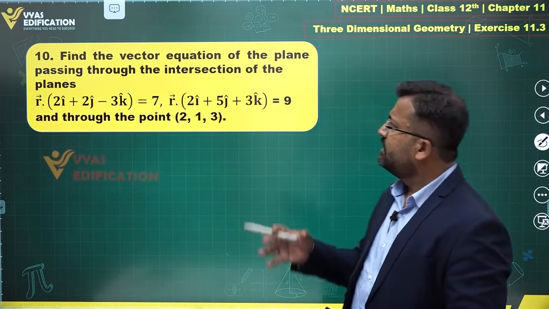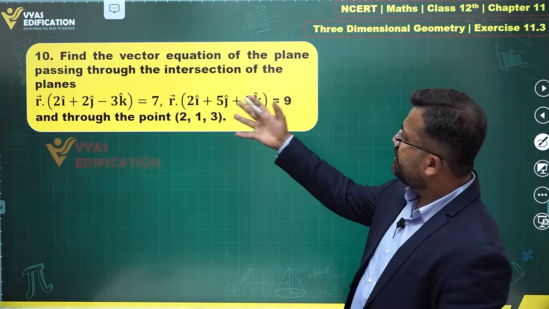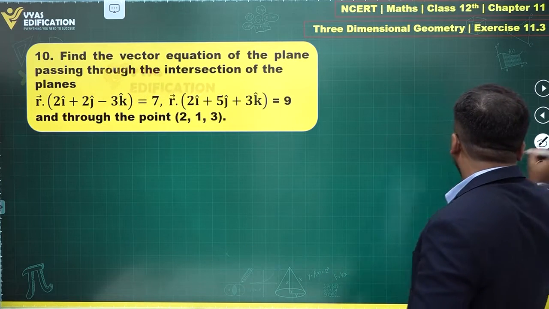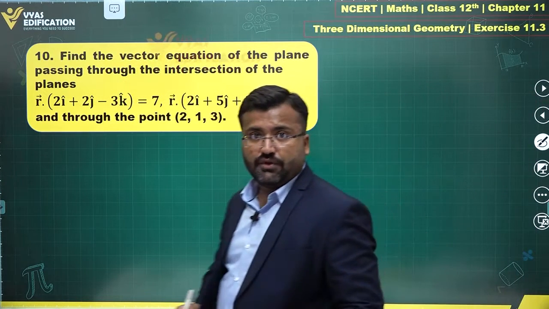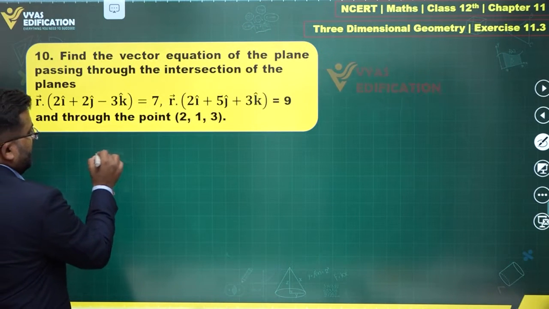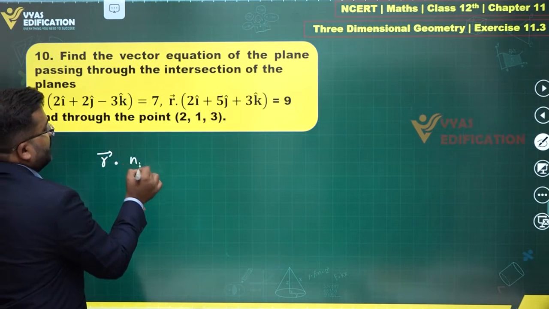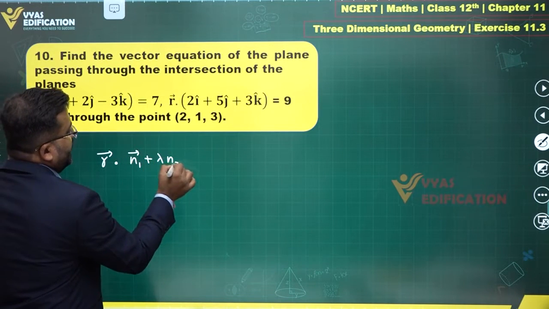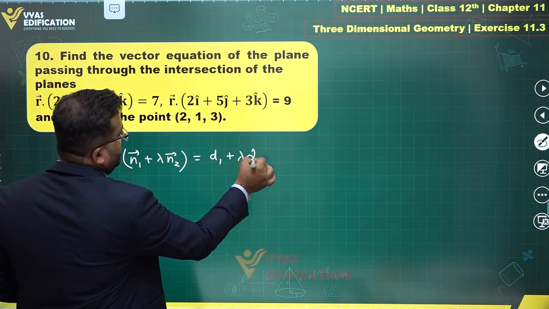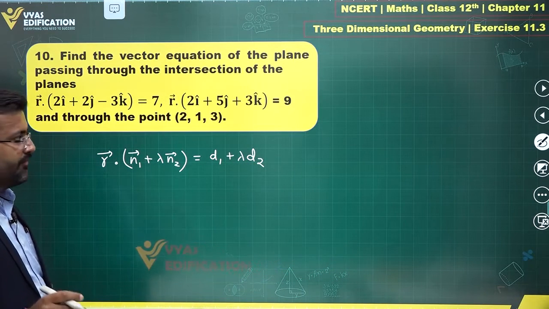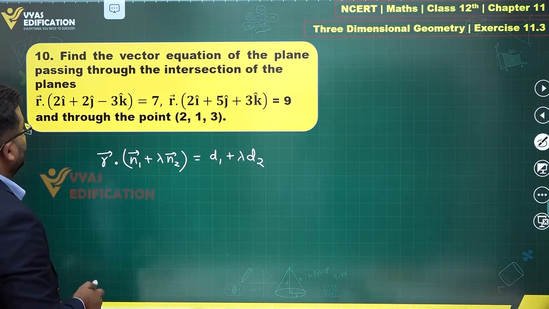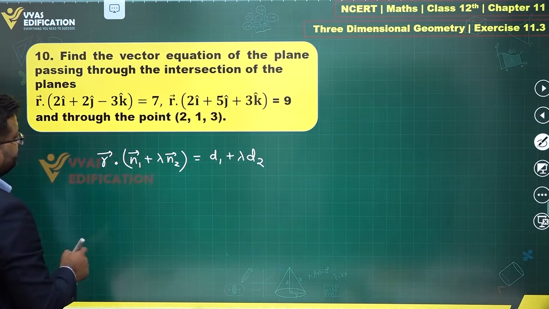Question number 10 says, find the vector equation of the plane passing through the intersection of planes this and this. Once again, we are given the equation of two planes, but in vector form. So in vector form, the equation of the family of planes will be r vector dot n1 vector plus lambda n2 vector is equal to d1 plus lambda d2. This is what you have, right? And for finding lambda, we will substitute this point.